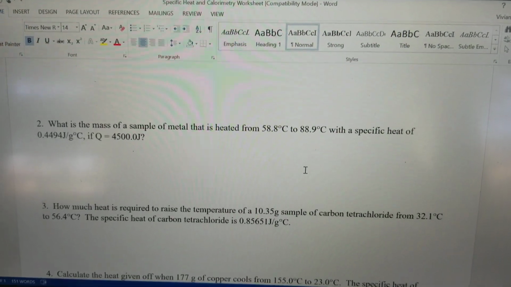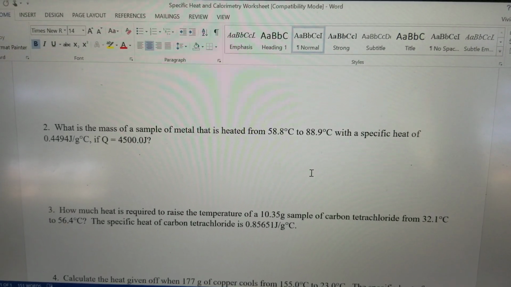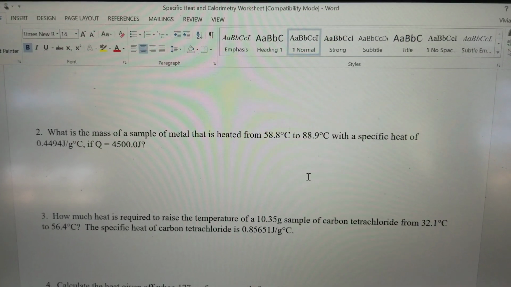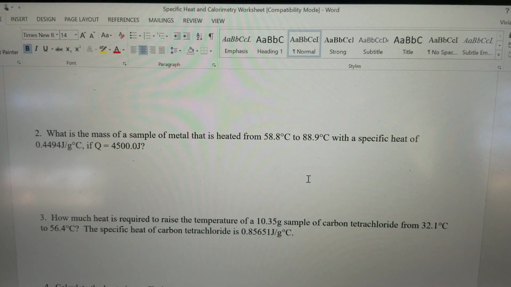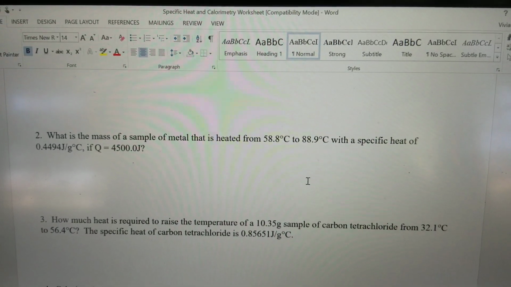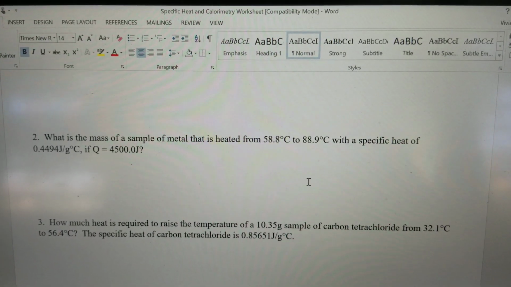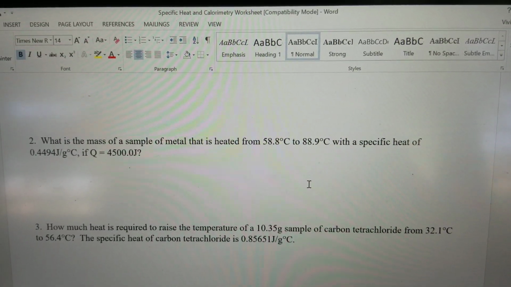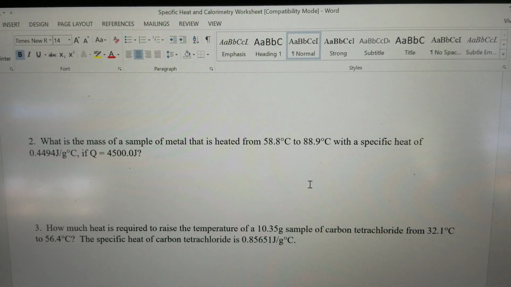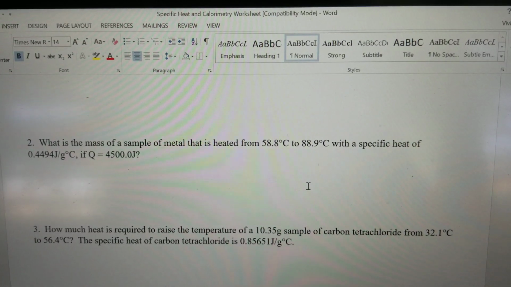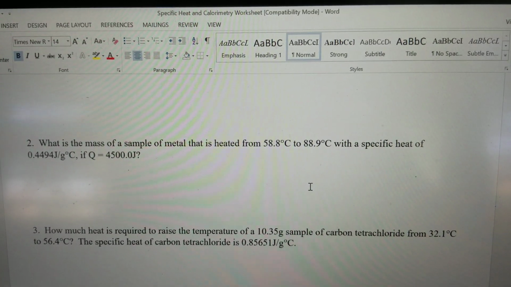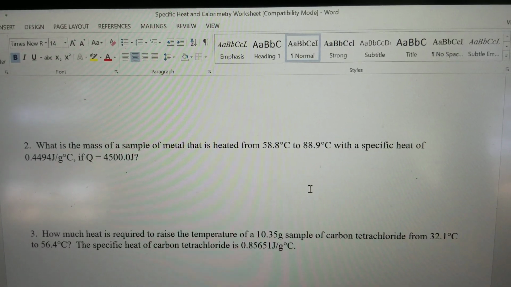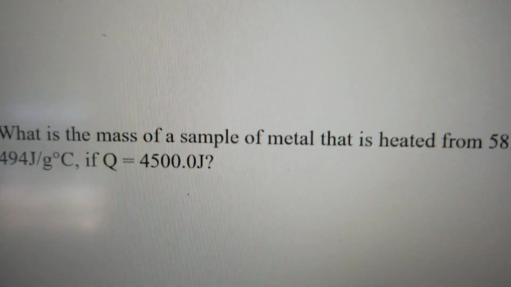I had a few questions come in about how to do the specific heat assignment. One question was how do you find mass? Number 2 asks you to find the mass of the metal sample. It gives you the two temperatures, so you should be able to subtract and get delta T. And it gives you the specific heat of the metal, 0.4494 joules over grams degree C. And it gives you Q.